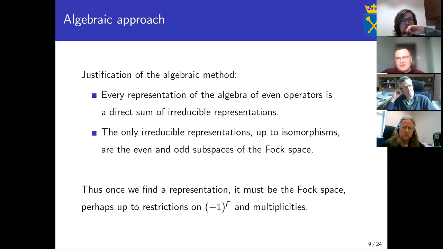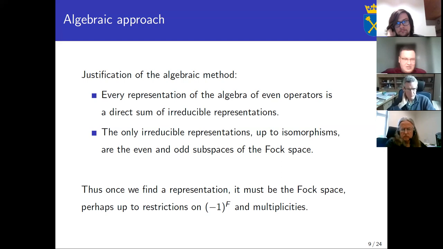So these facts mean that if we find a representation of this even algebra, it must be the Fock space, perhaps up to restrictions on this (-1)^F. So it might happen that we only get half of the Fock space, and maybe there could be some multiplicity. Maybe a representation could have several copies of this irreducible representation.